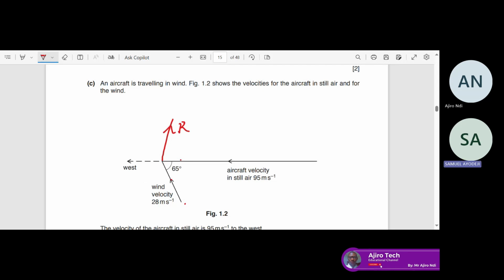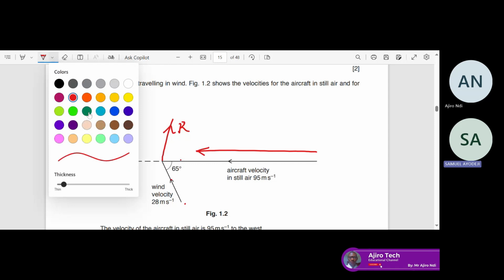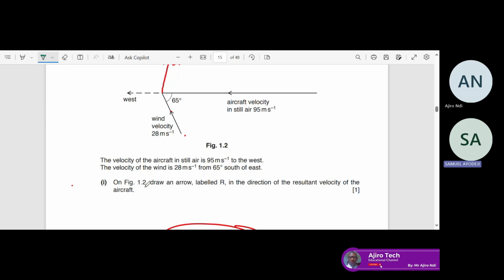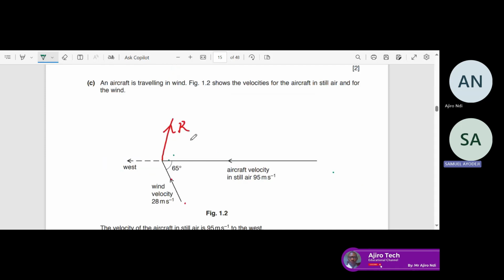Before I move on, look at what I've done and think about it very well. Someone is coming like this, and the wind is blowing towards this. What will happen? Do you think it's going to push this thing up? Do you agree with that? Yes. Okay, fine. So that will be the resultant force. Whatever question they ask you to do, you must do it on that figure. The question says on figure. If you copy, go and do it somewhere else, nobody will mark it. It has to be on that particular figure.